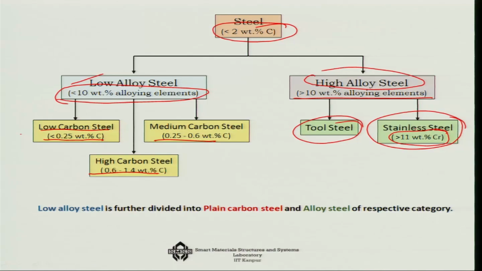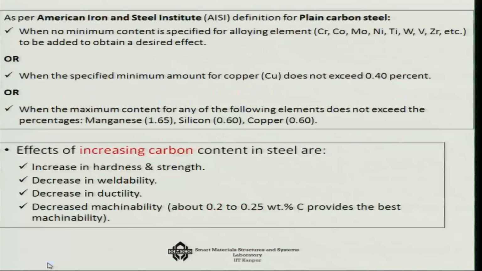In fact, greater than 11% presence of chromium gives steel the quality that it will not get corroded very easily at all, and that is how the name stainless steel comes into the picture.